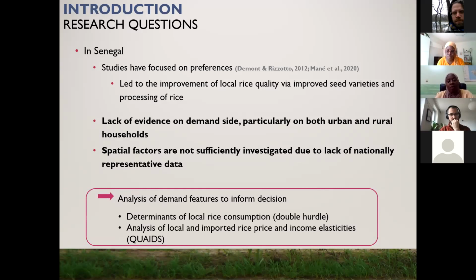And here in our paper, we have two main questions. The first is, what are the determinants of local rice consumption? And we are using a double hurdle model. And our second question is focusing on characteristics of demand by studying price and income elasticities.